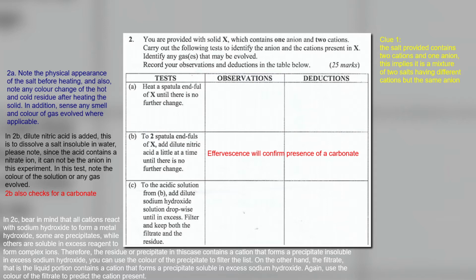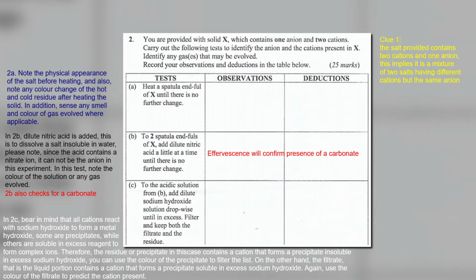In 2c, bear in mind that all cations react with sodium hydroxide to form a metal hydroxide. Some are precipitates, while others are soluble in excess reagent to form complex ions. Therefore, the residue or precipitate in this case contains a cation that forms a precipitate insoluble in excess sodium hydroxide. You can use the color of the precipitate to filter the list.